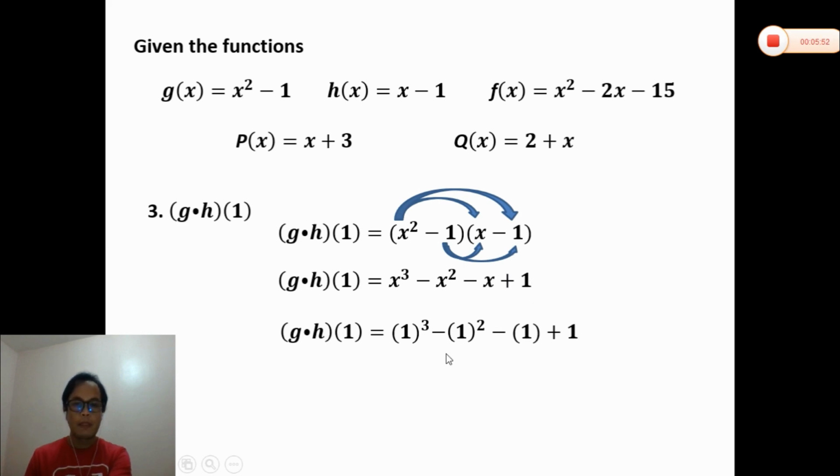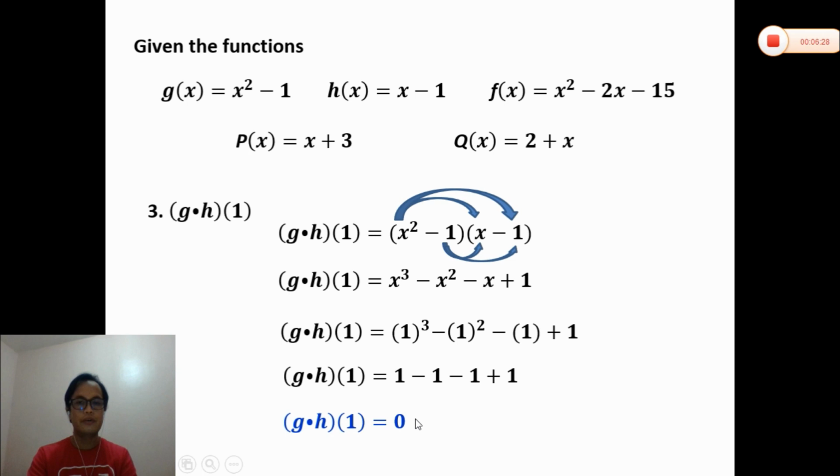Then simplify. The cube of 1 is positive 1. The square of 1 is also 1. Now, this is positive 1. Since this is the operation minus, we copy the operation minus. Then 1 times positive 1 is negative 1. Then we copy positive 1. To simplify, we have to combine 1 minus 1 is 0, then negative 1 plus 1 is 0. So the correct answer is 0.